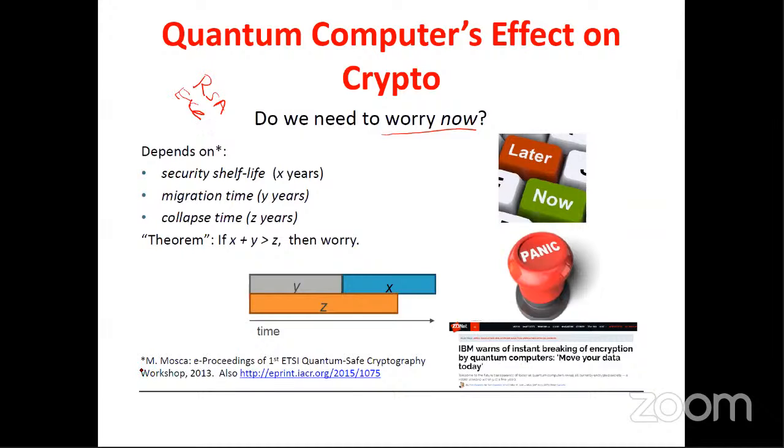There is a scientist called Michael Mosca. He gave this theorem, which is called Mosca's theorem, in 2013. What it says is: what is the security shelf life of your information? That is X years. Let's suppose I have a secret and I want to keep it secret for, let's suppose, 10 years. It's possible that I don't want it to be revealed until 10 years.